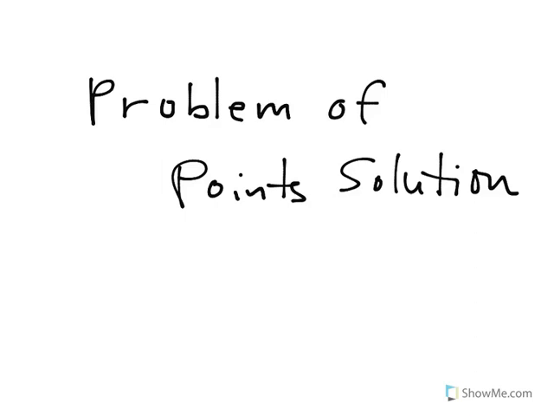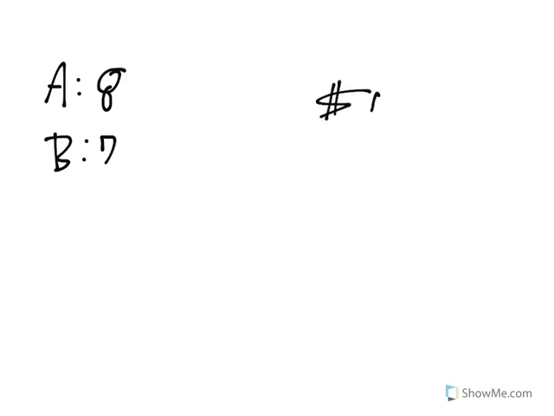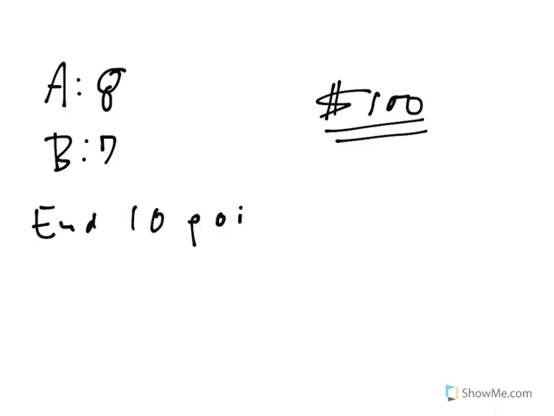In the last video, I described the problem of points and had you think of potential ways of resolving the problem. So we had the situation where A had 8 points and B had 7 points, $100, $50 each was put into the middle, and the game was, the end was 10 points. And the question was, how should they split the money if they lose the coin?